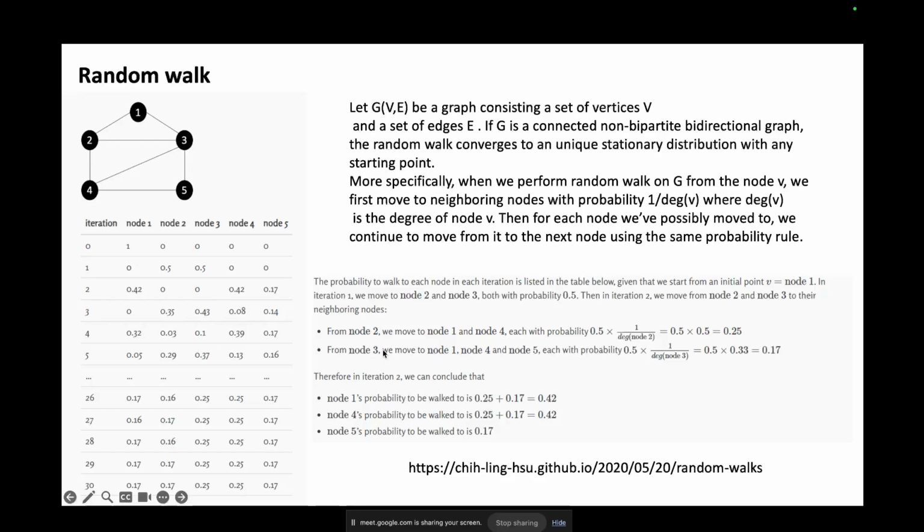Next, if you move from node 3, you can either move to node 1, node 4 or node 5. You have 3 choices in this case, right? But you have moved to node 3 with 0.5 probability. Now the total probability will be 0.5 into 1 by the degree of node 3. You are not assuming you are moving to node 2. So 1 by 3 is basically 0.33, which gives 0.5 into 0.33, right?